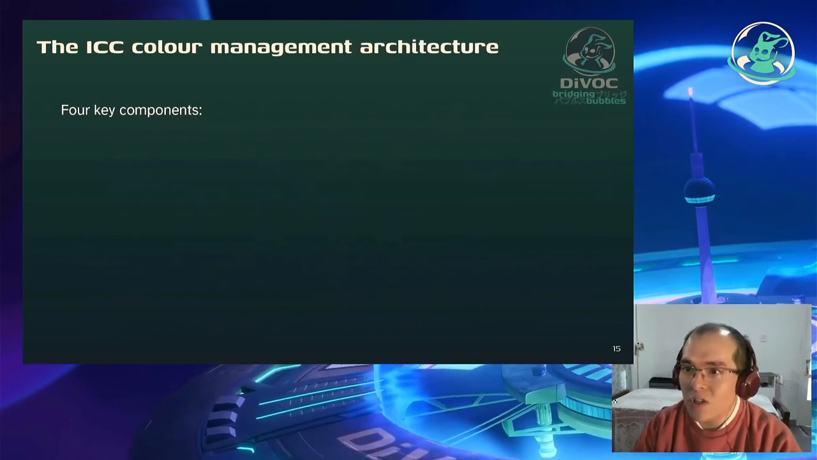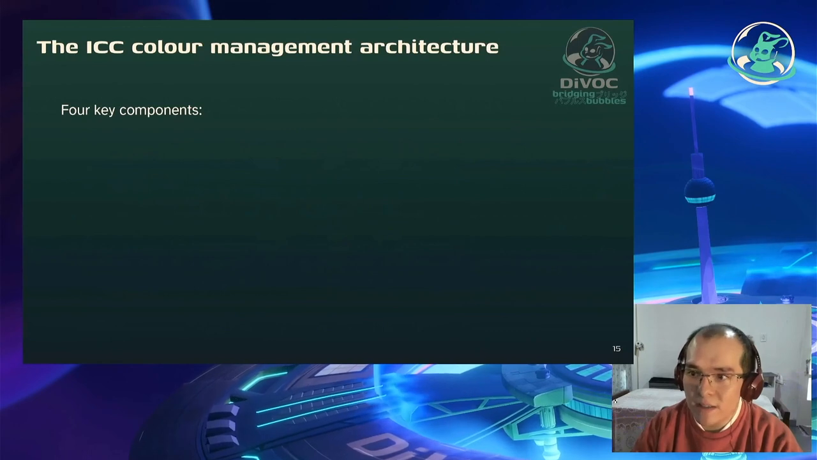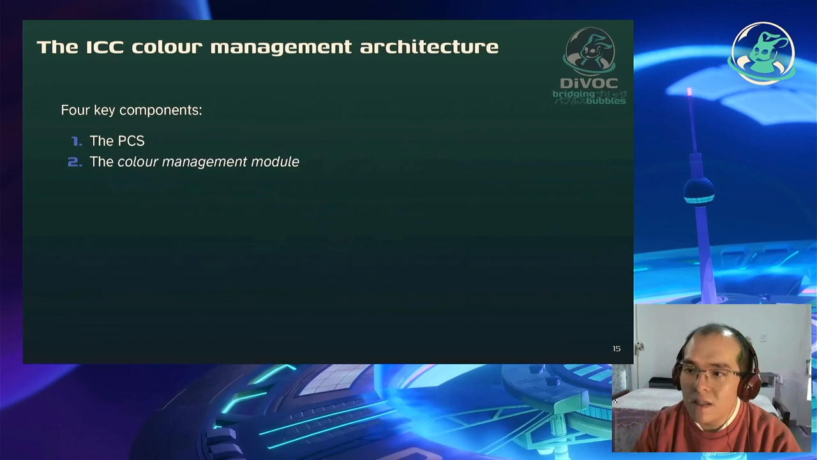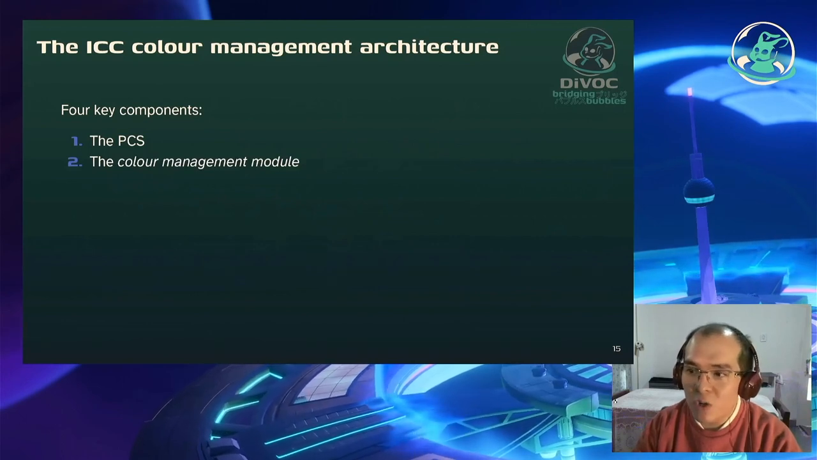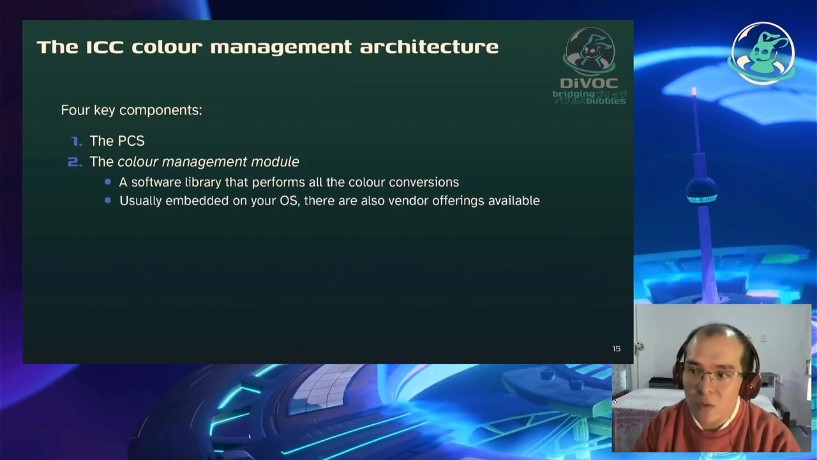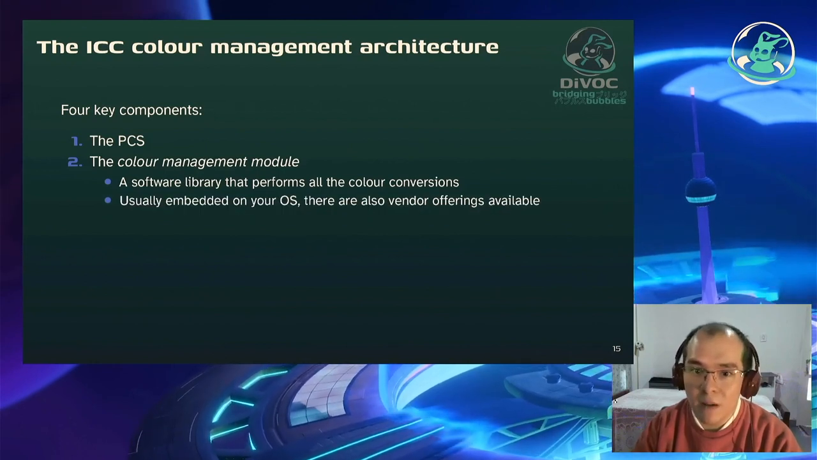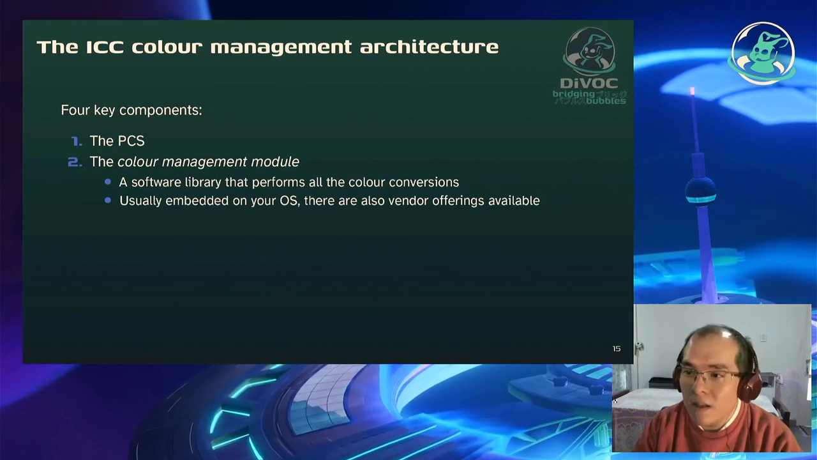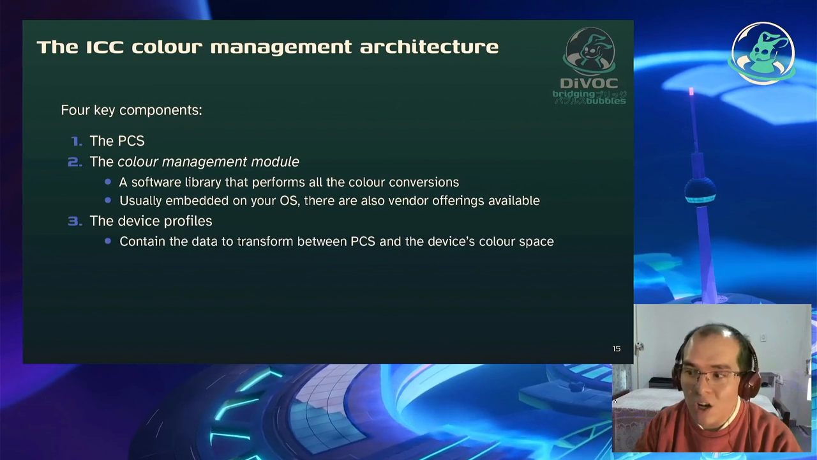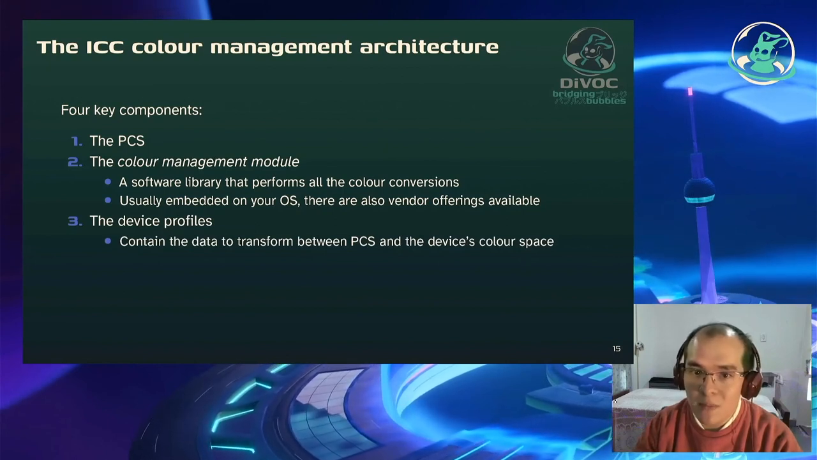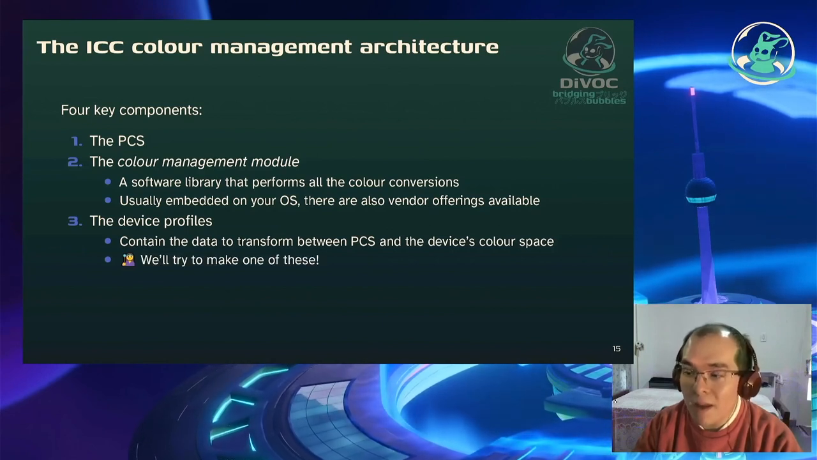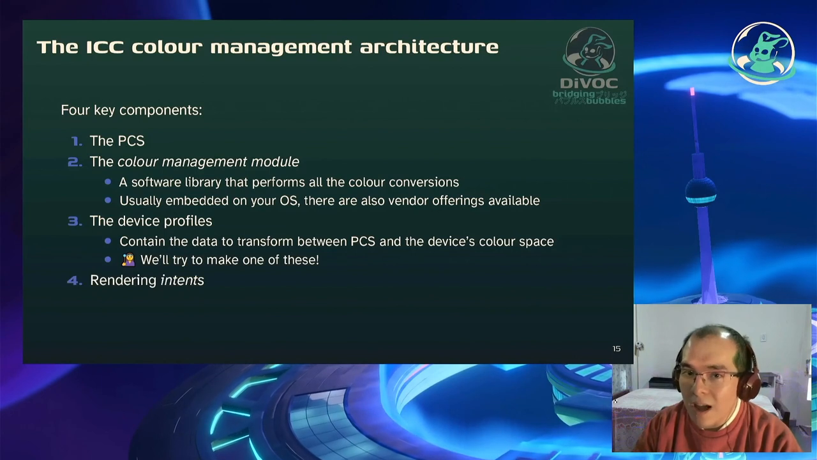Color management architecture, according to the ICC, has four key components. First, the profile connection space that we will be using. Secondly, the color management module, which is a software library that does all this hard work and which usually comes with your operating system, but of course there are private vendor offerings available. Third, you need a device profile that will contain all the data to transform between the PCS and your device, and we will be making one during this talk.